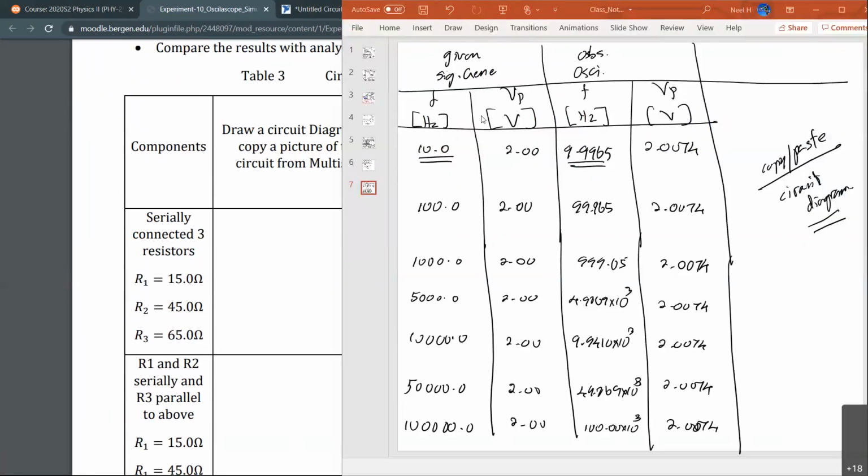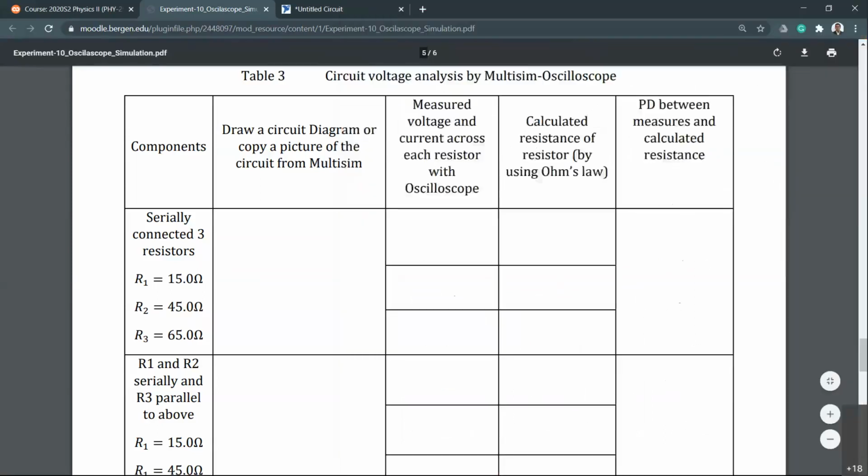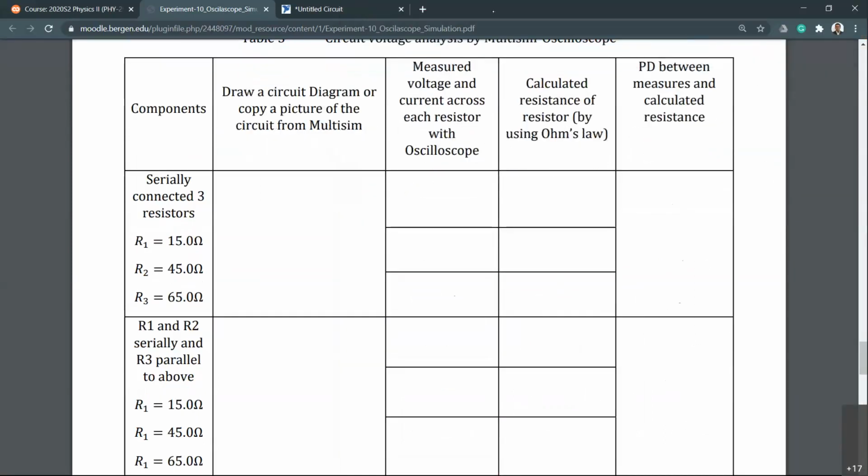Let's start. All right, anybody have any questions so far? Then let's continue table number 3. So on table number 3, what we're going to do, we actually analyze the Ohm's law by using the oscilloscope. Okay, that's the plan. So I have to create this circuit. I have to create the circuit with 3 serially connected resistors. So let's do that first.